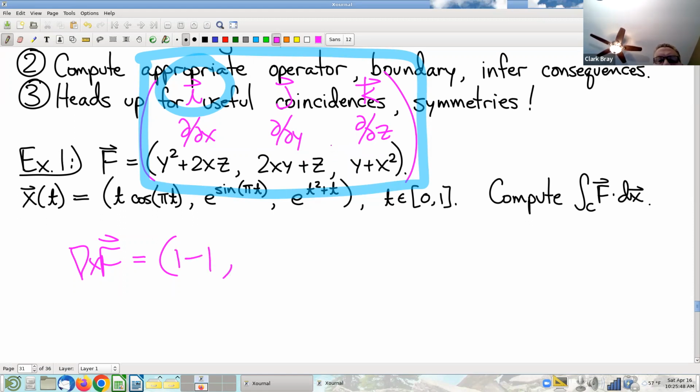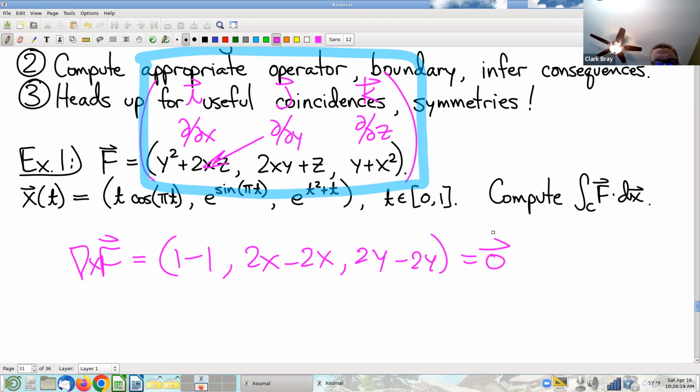Okay, next we have 2x minus 2x. And then lastly, I guess we'll get rid of that. Lastly, I have 2y minus 2y. And so I get the 0 vector. Okay, so that's a good trick to keep in mind.